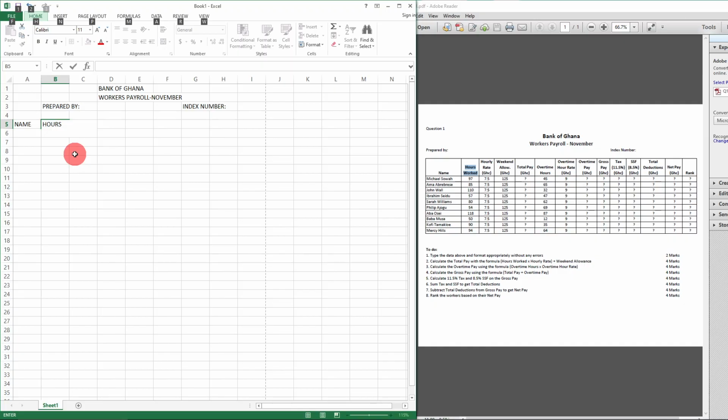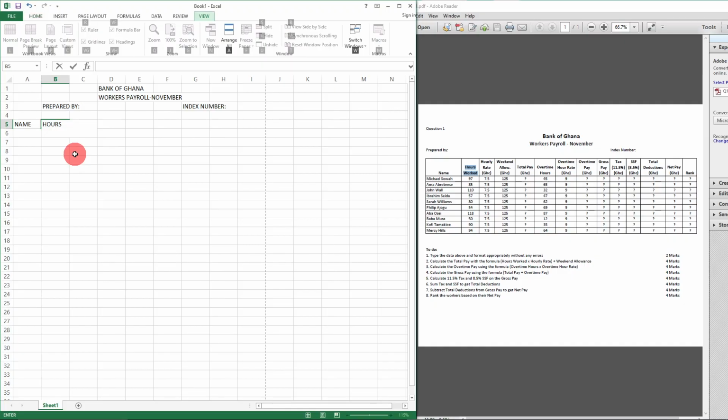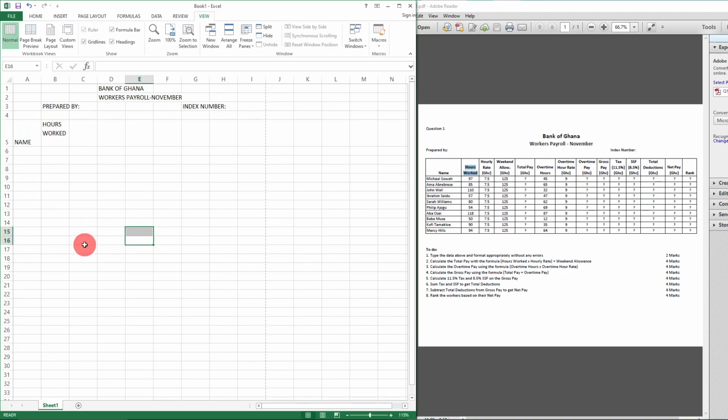Okay, so now let's type the worked. Okay, so we are done with the first one. Let's move on to the second one. The second one is hourly rate in Ghana cedi. So hourly, and then Alt Enter, rate, Alt Enter, in GH, then the bracket open, GH, small letter h.